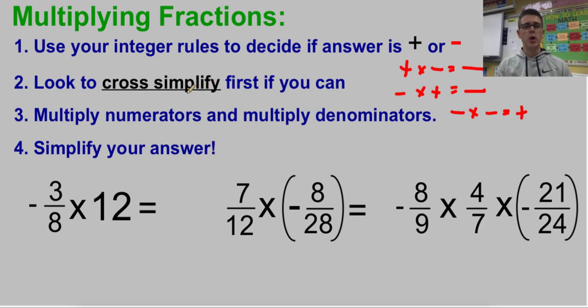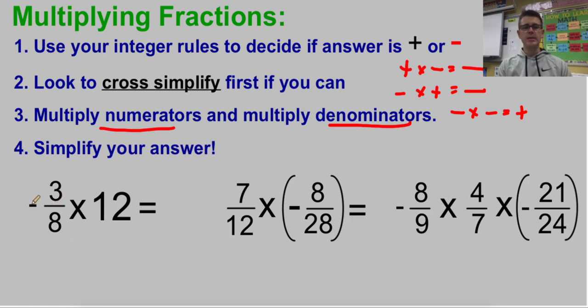Then we're going to look to cross-simplify. If you remember, cross-simplifying is where we divide something out of the numerator and denominator in the problem, but we do it before we've actually done the multiplying of the fractions. Then you multiply numerators and multiply denominators. So you're just multiplying straight across, and then always check to see if you can simplify your answer when you're done. So let's do these three together.